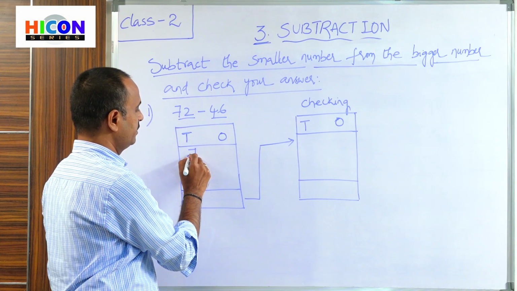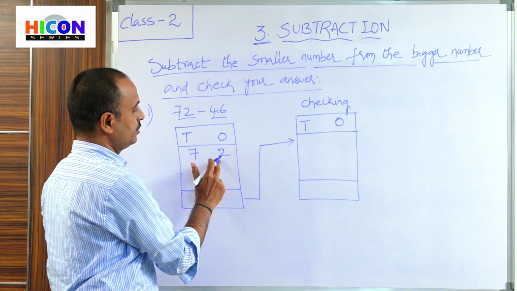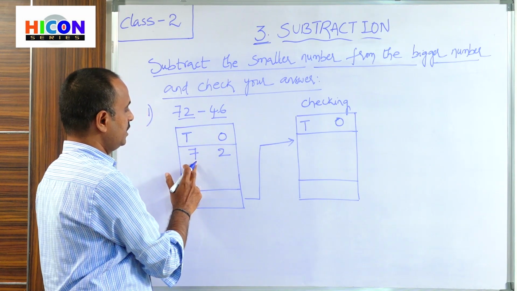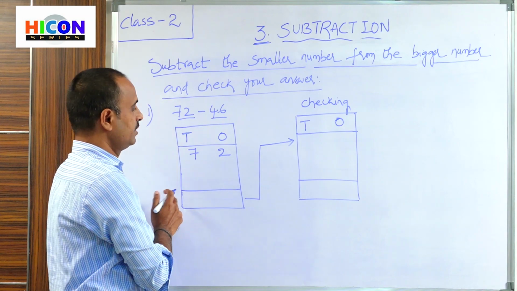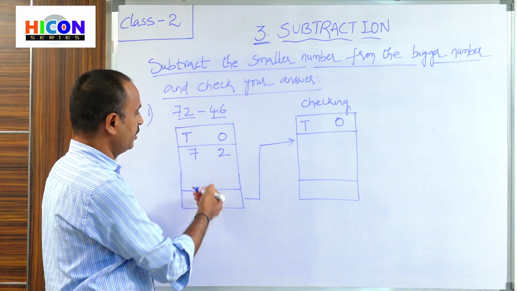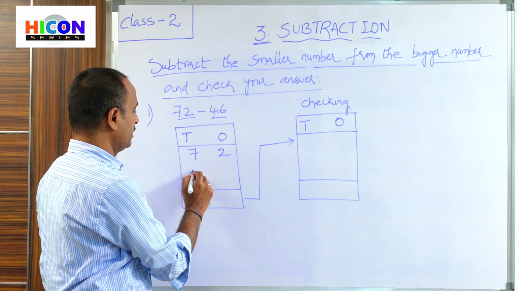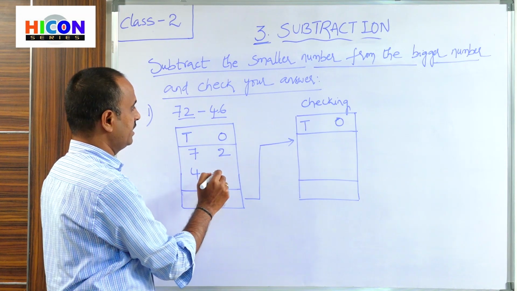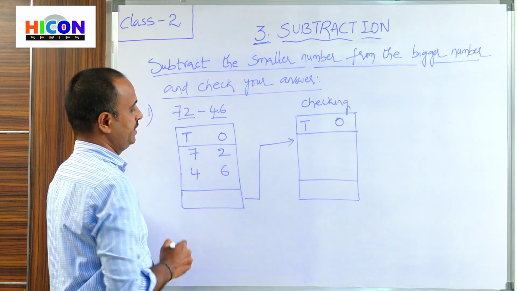72. So write 7. So 2 should be written in the ones place. 7 should be written in the tens place. So write a smaller number below the bigger number. The smaller number is 46. Write 4 in the tens place and 6 in the ones place.